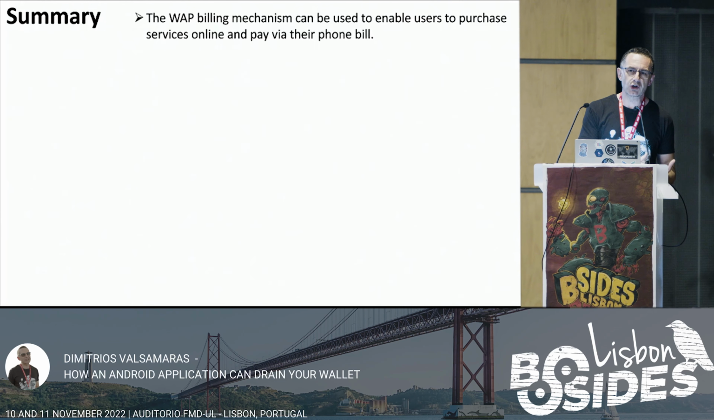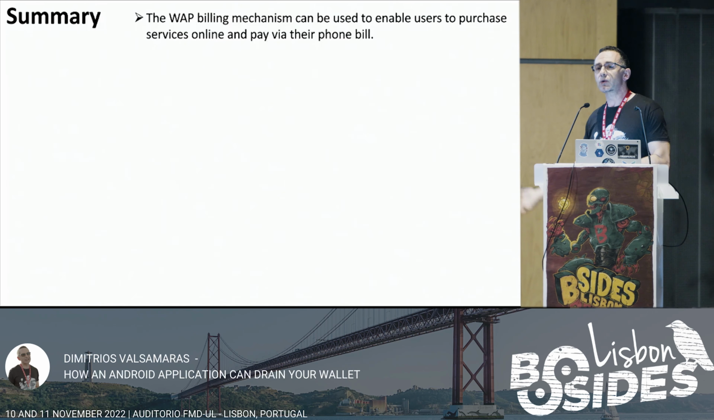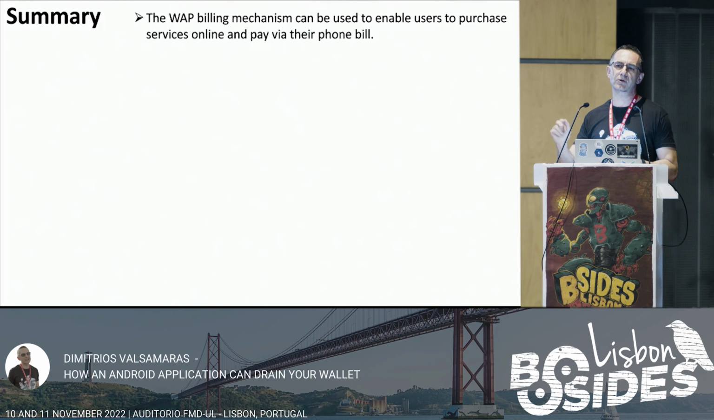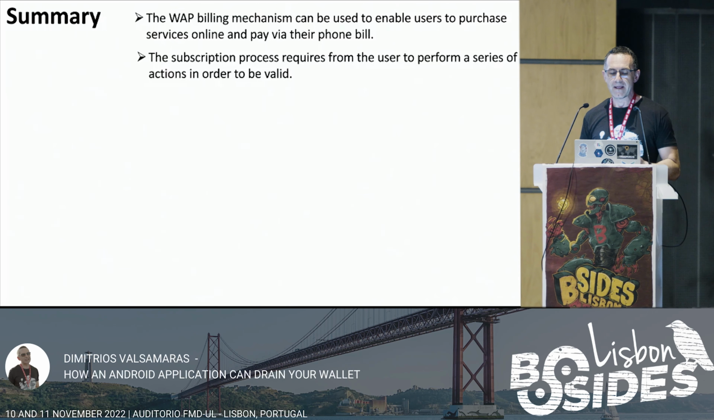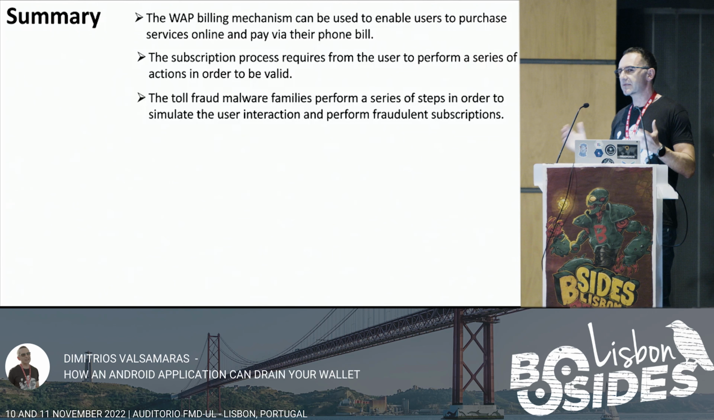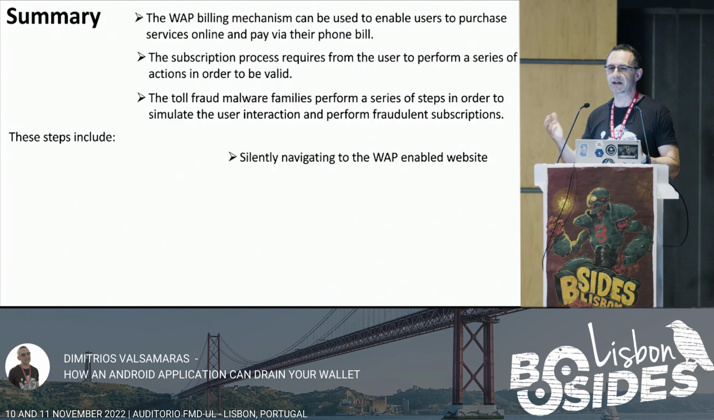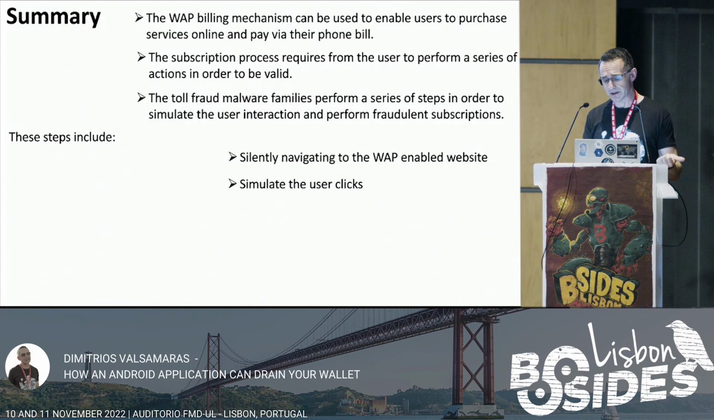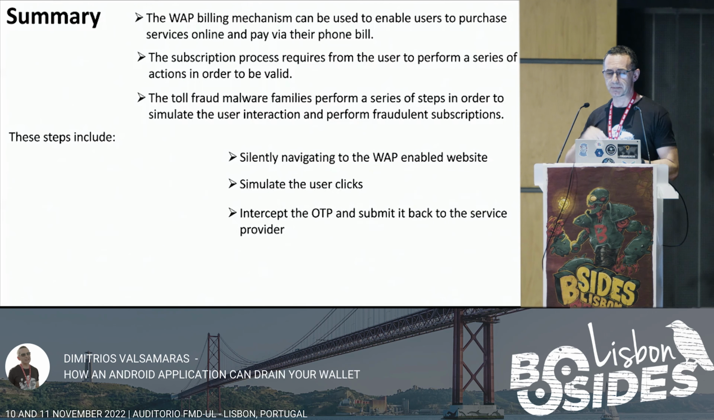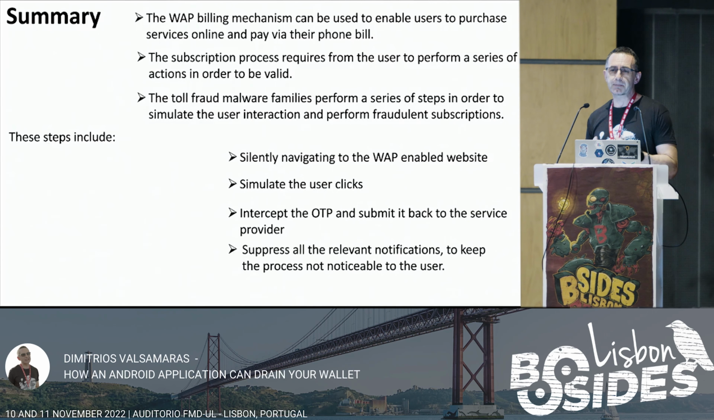Okay, so just to summarize the process, because we talked about a lot of steps. What have we talked about so far? The WAP billing mechanism. What is a WAP billing mechanism? It is a mechanism which can be used to purchase services and products online without having to pay directly. You just get charged on your phone bill. This process requires the user to take some specific steps. This type of malware simulates these steps, which include navigating to the website, simulating the user clicks, intercepting the PIN and submitting it back to the service provider, and suppressing all the notifications in order to keep the process silent from the user.